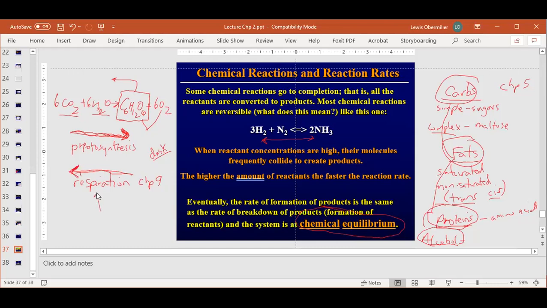And this is really important to know if you're growing fruits or vegetables or other things in a greenhouse. You would want to know where this chemical equilibrium occurs, because it's super important to the health of plants.